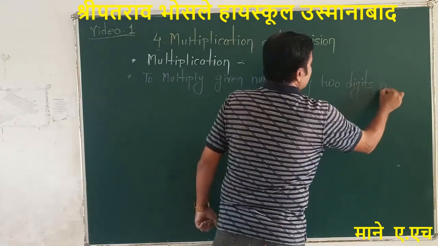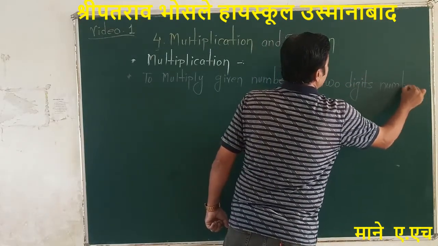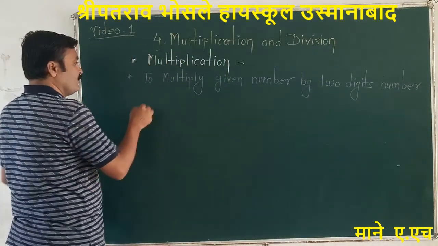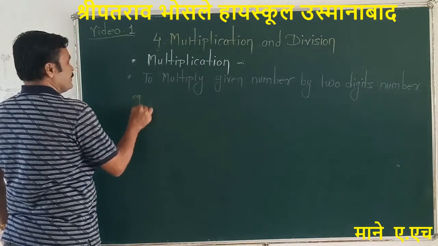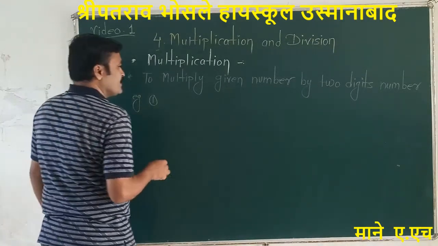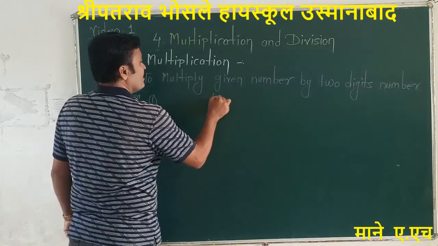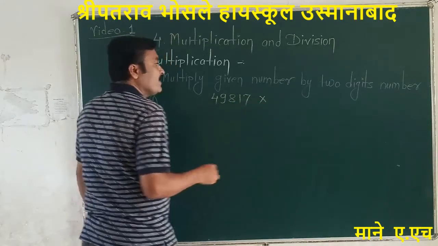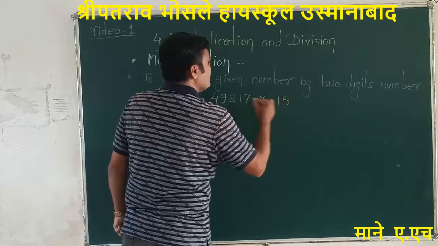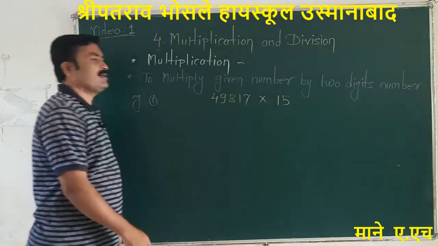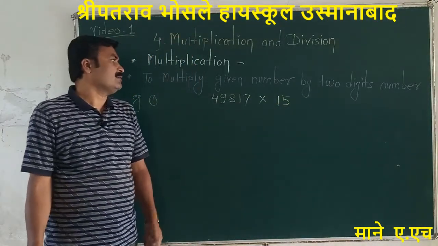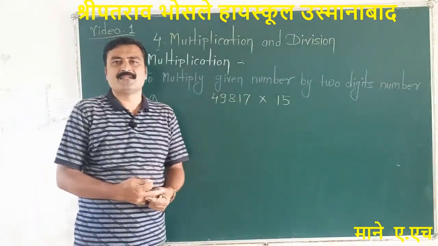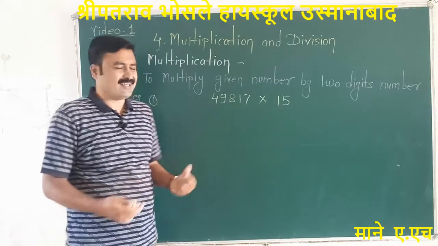This is the next level of examples. Here I am taking the first example to explain the method. The example is 49,817 multiplied by 15. The first number I am taking is quite easy. So this is the horizontal method of multiplication.